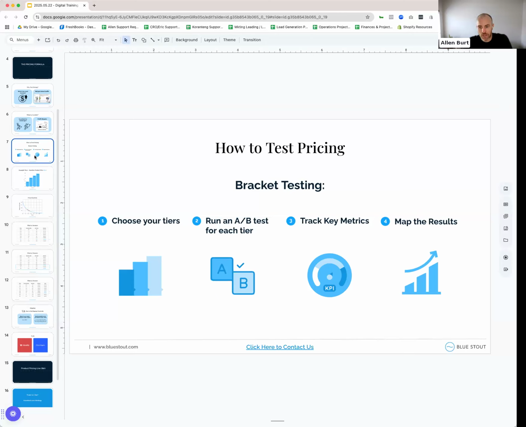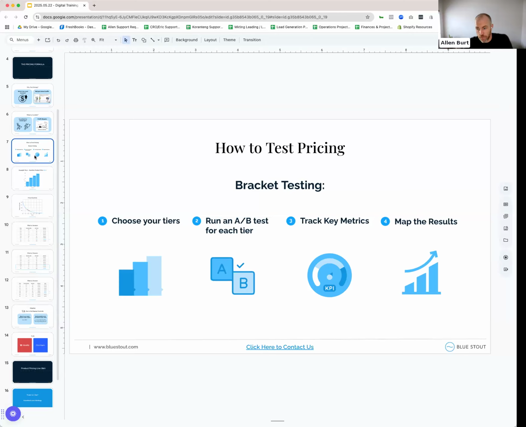But the idea here is you don't want to just run each of these in isolation, look at the number and determine whether it's successful or not. You want to run all the tests for each of these different bracket tiers and then map all those together so you can see very specifically how things are changing per each increase or decrease in price point. And that's what we mean by map the results.